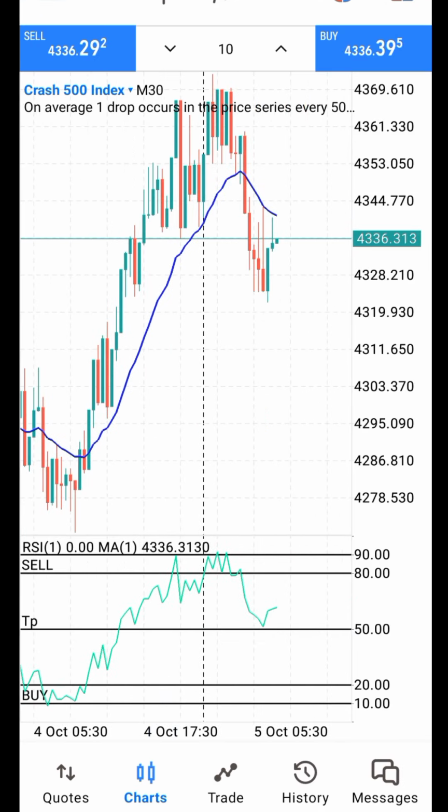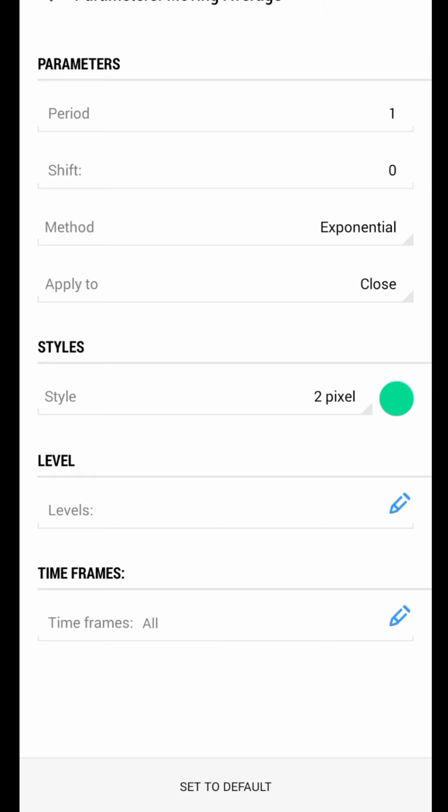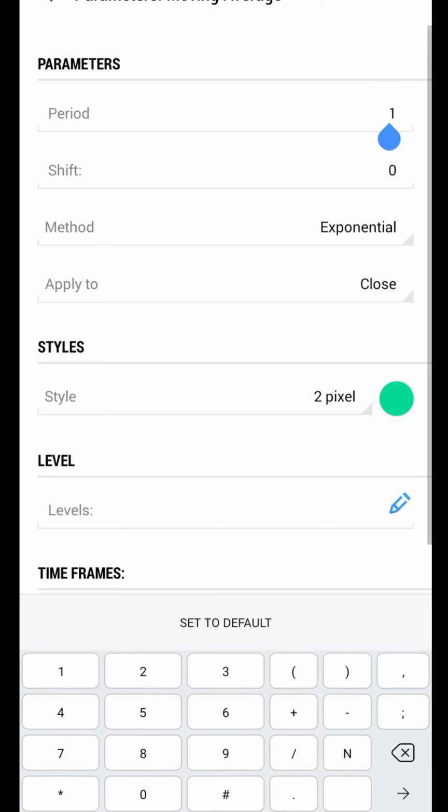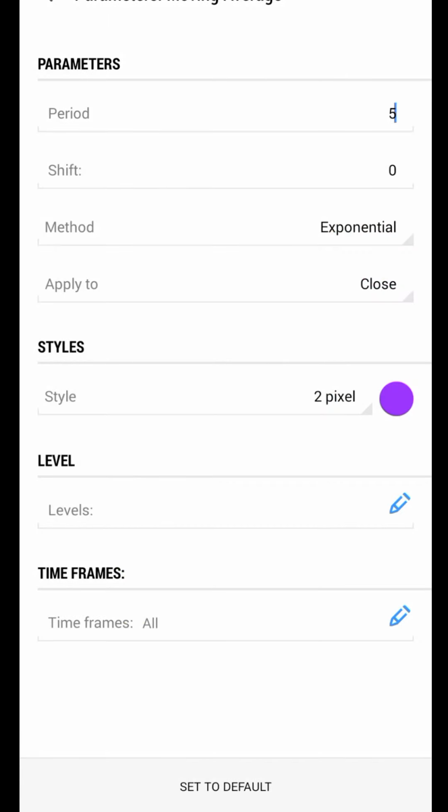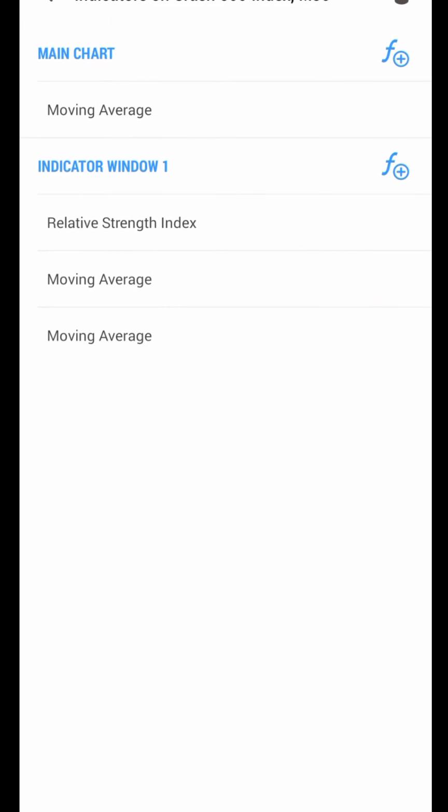So let's go back to the indicator. Under the indicator window again, we have to add another moving average, which is going to be 5 period. We are changing the color, that is the only thing we are changing now. Let me pick this color. You can use any color of your choice, then click on done.